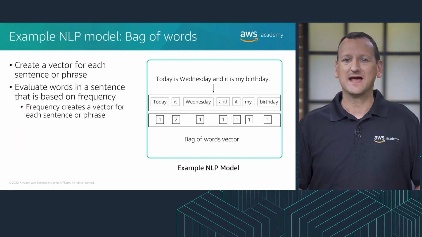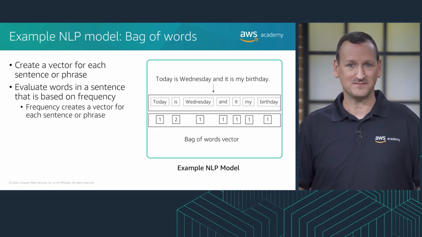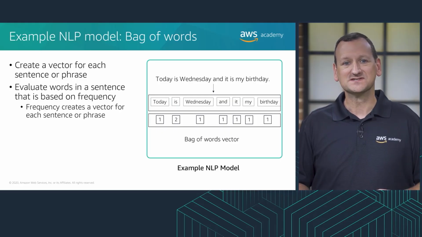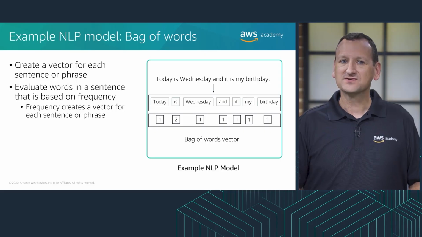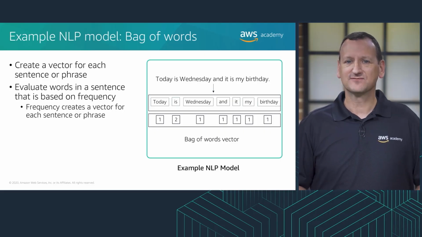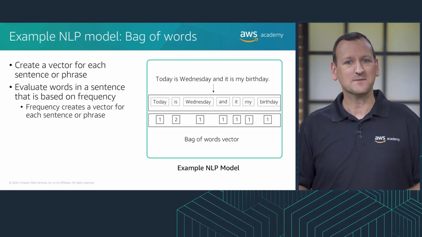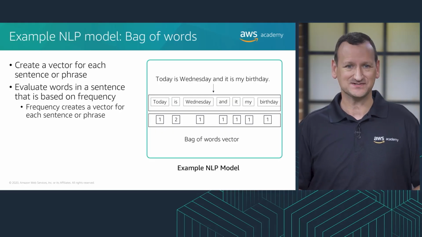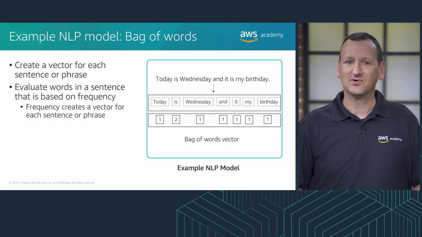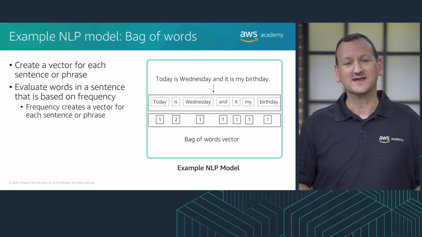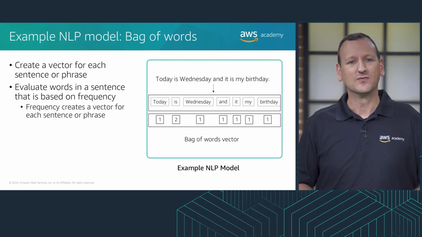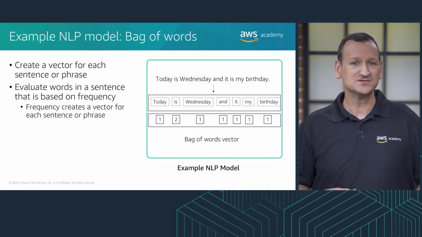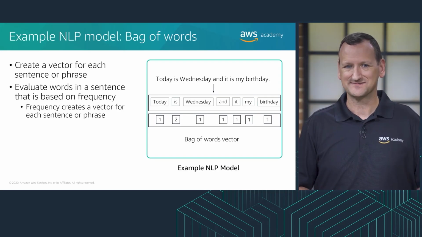There are many established models in the NLP field. The example shows a bag of words model. Bag of words is a vector model. Vector models convert each sentence or phrase into a vector, which is a mathematical object that records both directionality and magnitude. In the example, a simple sentence is converted into a vector, where the frequency of each word is recorded. The word is has a value of 2 because it appears twice in the sentence.